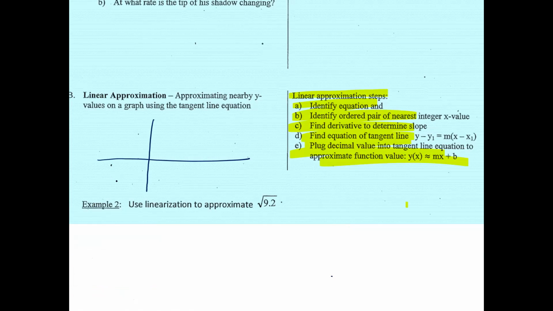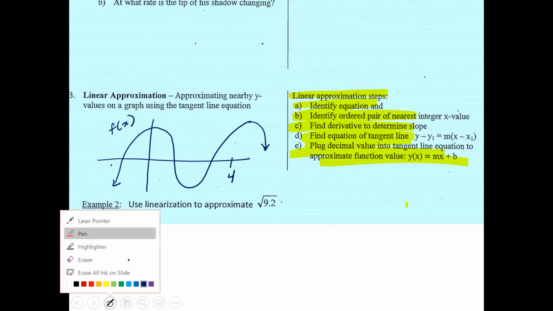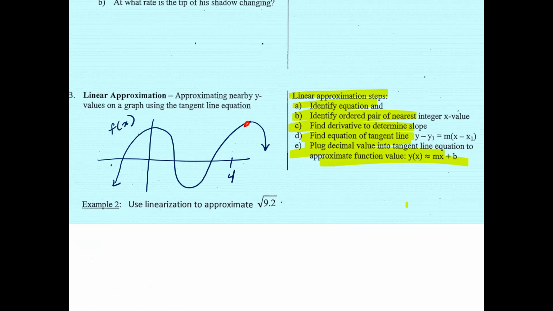If I have an f of x that looks something like this, and this graph right here is my f of x, and let's say that there's a point 4 where it's going to give me a maximum. And there is obviously a slope here from this tangent line that meets that point. Okay, these are the steps. You want to identify the equation, identify the ordered pair near to the nearest x value, find the derivative to determine the slope, find the equation of the tangent line, and then plug the decimal value into the tangent line.